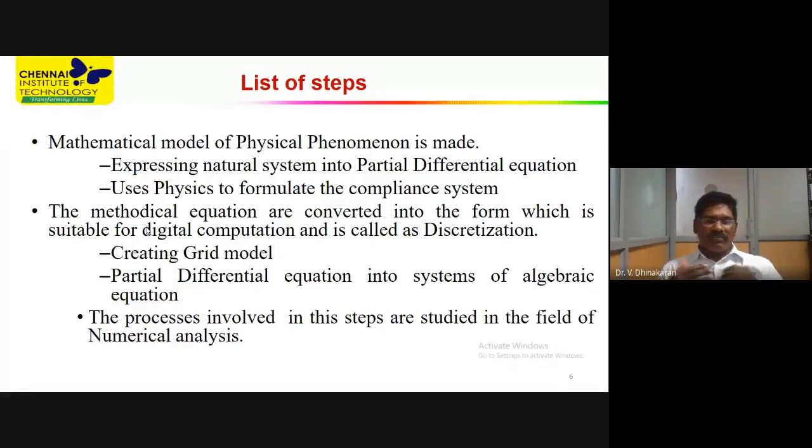Okay, so let us see what these three methods are: finite difference method, finite element method, and finite volume method. Finite difference method does not follow any physics. How do I say it does not follow any physics? Simply, as an engineer, you should believe in three equations: conservation of mass, conservation of momentum, and conservation of energy. These three principles are essential, and the world exists because of only these three fundamental principles.